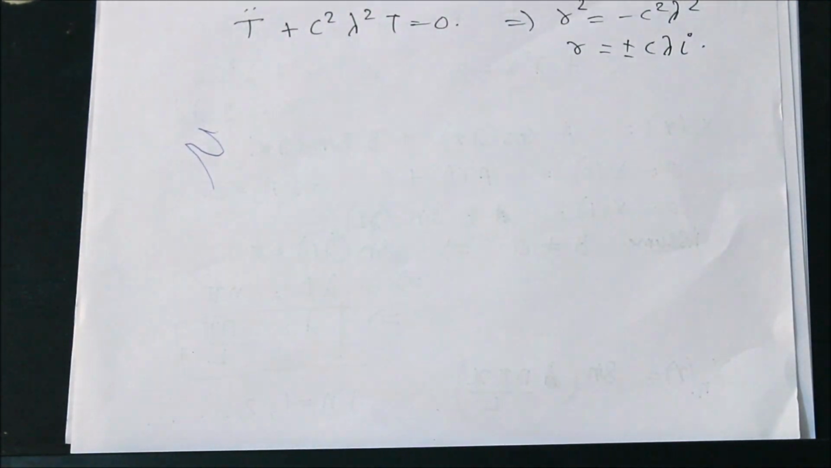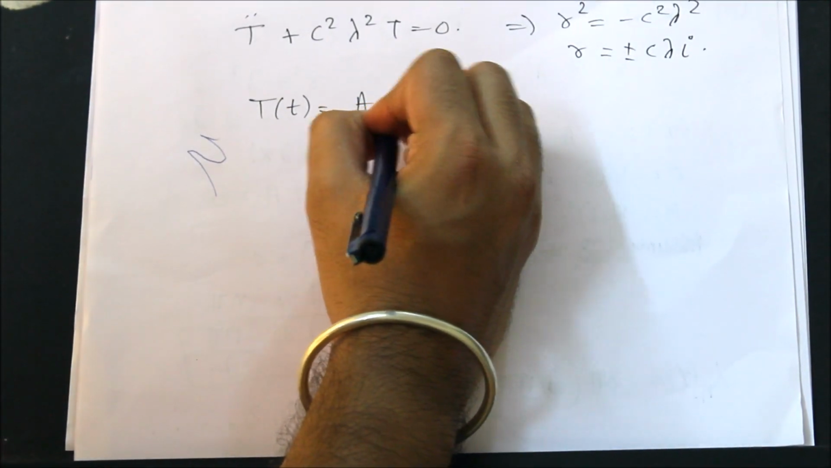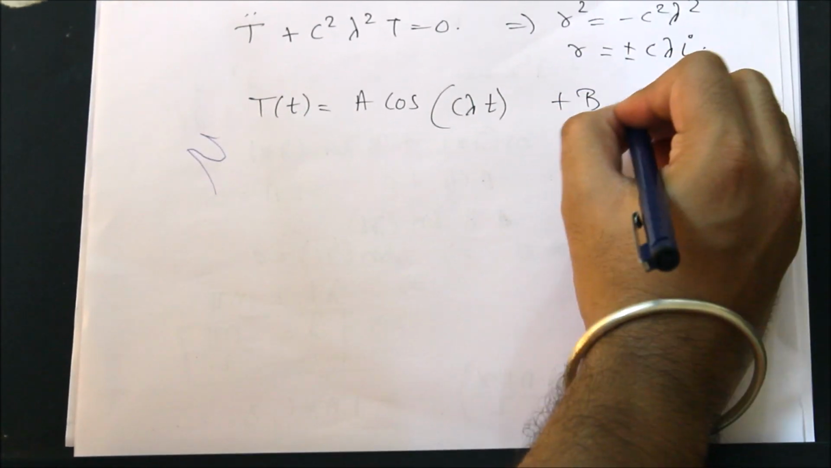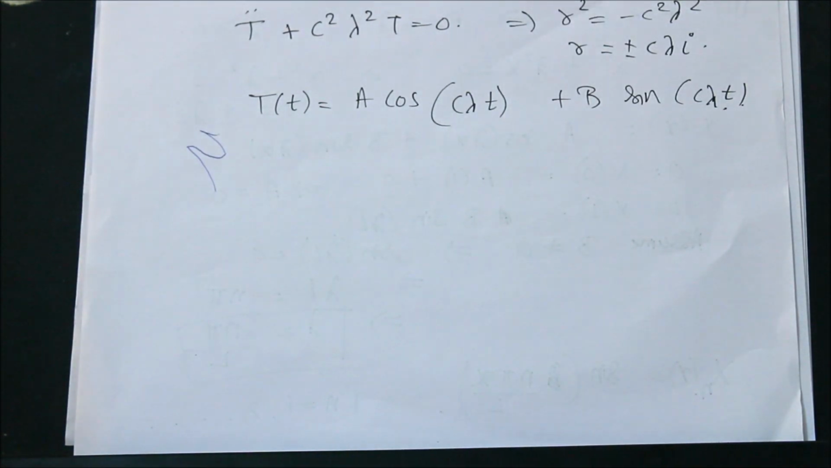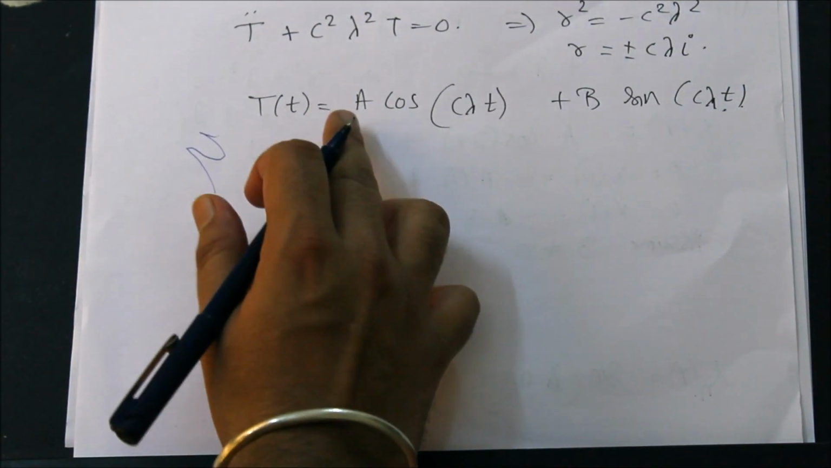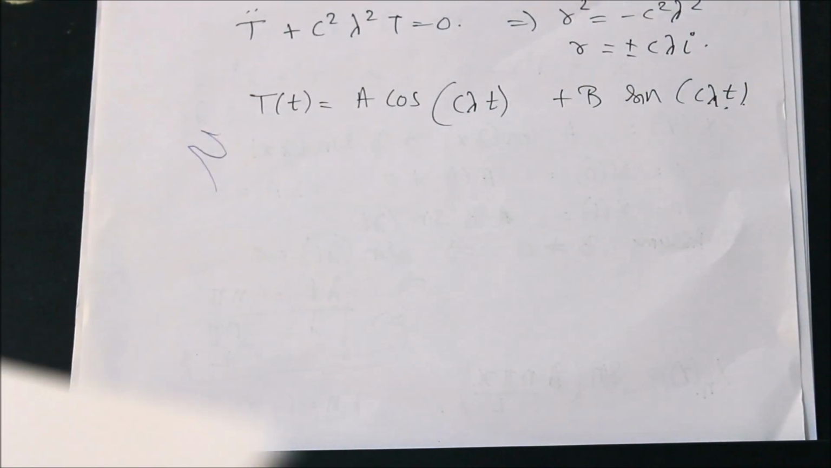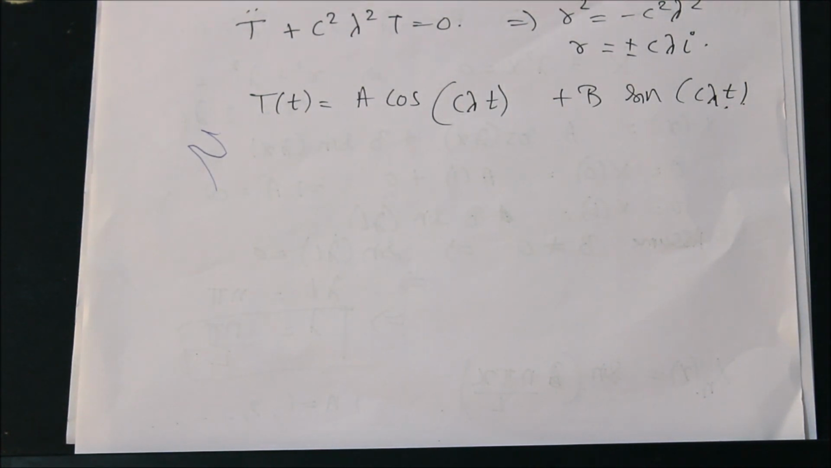So this is what my roots of the auxiliary equation are, and therefore again your solution becomes T(t) is nothing but A cos(cλt) plus B sin(cλt). Okay, so this is what we have. And now here I don't have any boundary conditions for T(t), right? I had boundary conditions for X(0) and I had u(0,t) and u(L,t), because of which I got X(0) was 0 and X(L) was 0. But for T I don't have any conditions, but then yes I have some lambda.